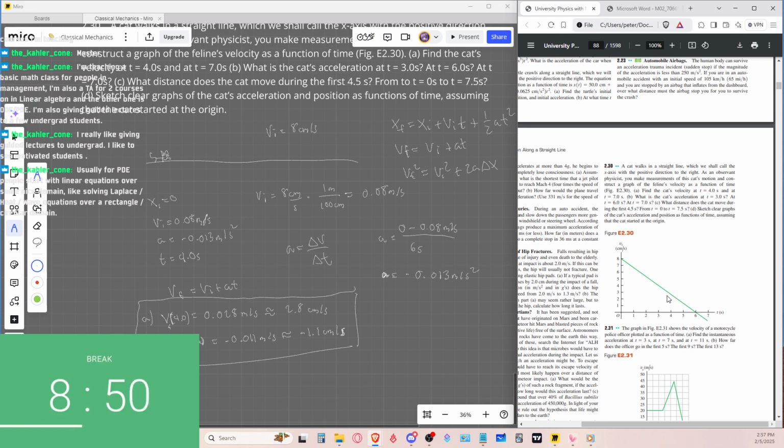Usually for PDEs, people start with linear equations over some nice domain, like solving Laplace, heat and wave equations over rectangular domains. So when you learn PDEs, do you immediately have to know all the stuff from partial differential equations at the beginning? Or do you just have to learn the linear, first order solutions to PDEs, to ODEs, when you first learn partial differential equations?